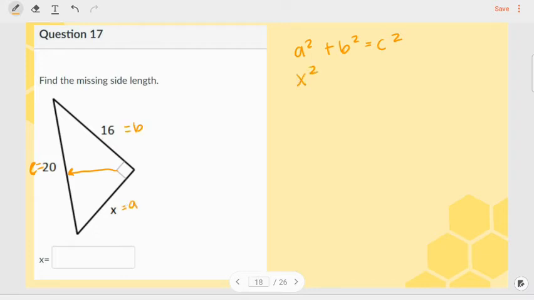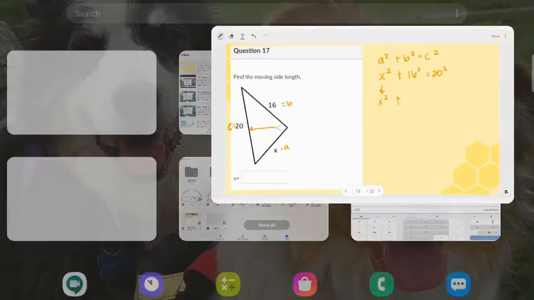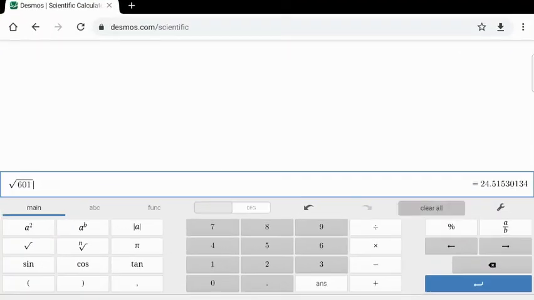So this time, x squared plus 16 squared equals 20 squared. Using my calculator, I don't know what x squared is, so I rewrite it. 16 squared is 256.